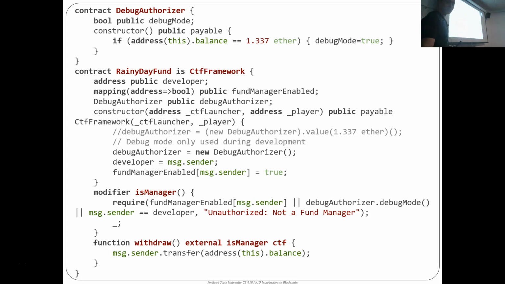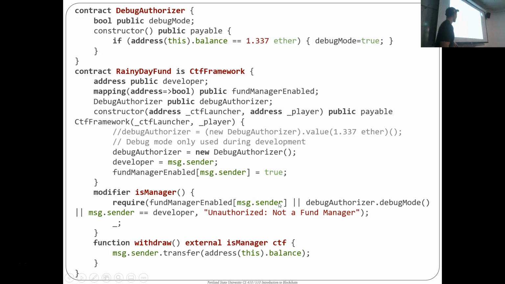Okay, so in the constructor, you create the debug authorizer, you set the developer to whoever is the contract creator, and in this case it's the launcher contract. And then you set that the funding manager functionality is enabled for the creator of this contract, and that is the only address that is allowed to be a manager. So this prevents you from being a manager on this half.